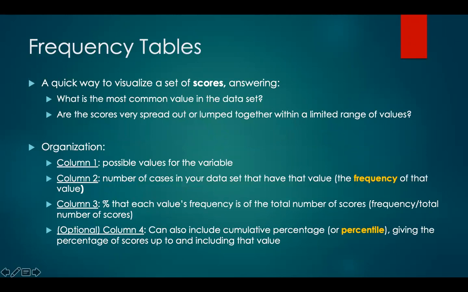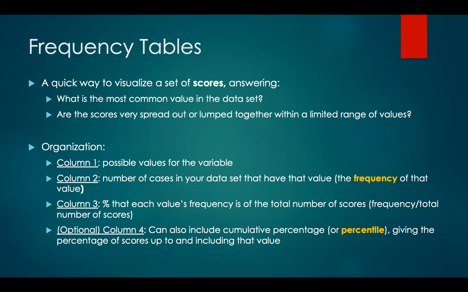Now, frequency tables are a quick way to visualize a set of scores, and they answer the following questions. Number one, what is the most common value in the data set? And two, are the scores very spread out or lumped together within a limited range of values? So the organization of a frequency table is as follows. In column 1, you have all of your possible values for the variable. In column 2, you have the number of cases in your data set that have that value, or in other words, the frequency of that value.